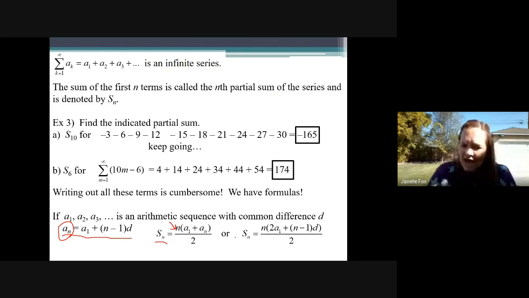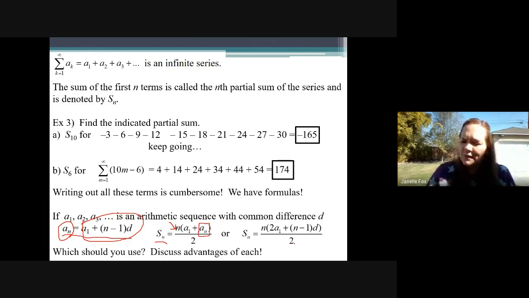All they did, I'm going to let the cat out of the bag, is take the formula for a sub n right here and put it in instead of the a sub 1, and then combine some terms. So it turns out S sub n is n times the quantity 2 times a sub 1 plus the quantity n minus 1 times d, all over 2, because we would have 2 of those.